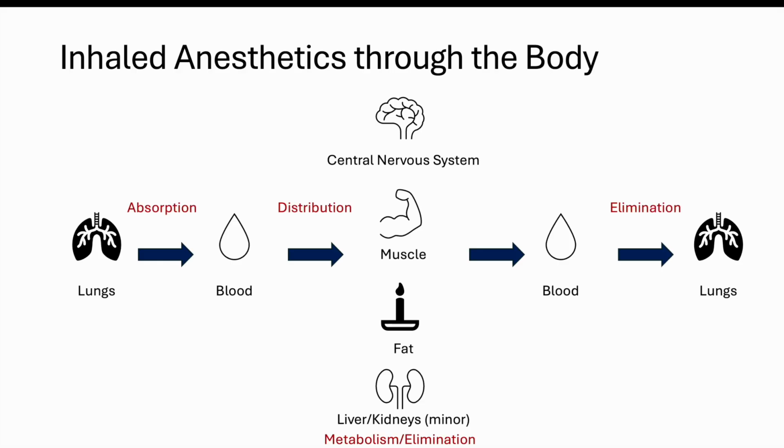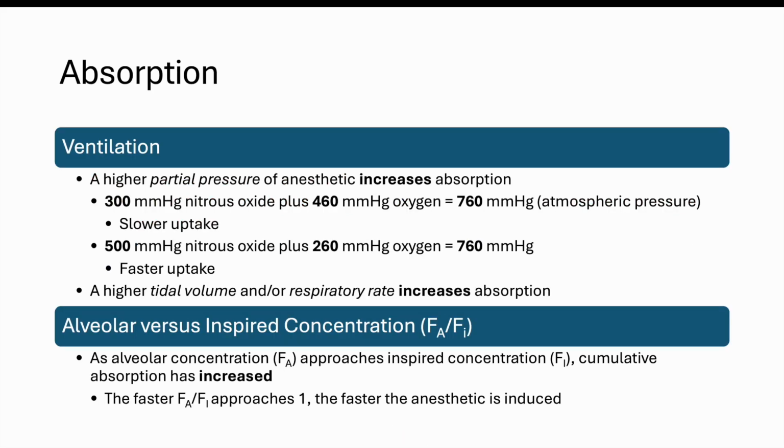The core principles of pharmacology help us describe this journey in another way. The anesthetic is absorbed through passage from the lungs to the blood, distributed as the blood delivers anesthetic to the tissues, minimally metabolized, in some cases, by the liver, and eliminated mostly by the lungs. This pharmacokinetic approach will guide the following discussion.